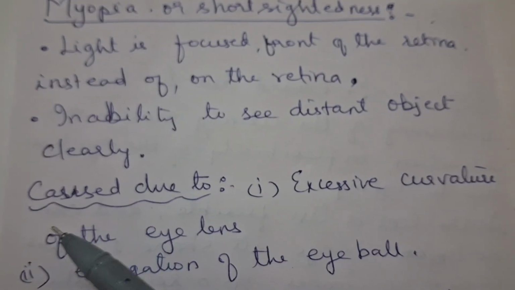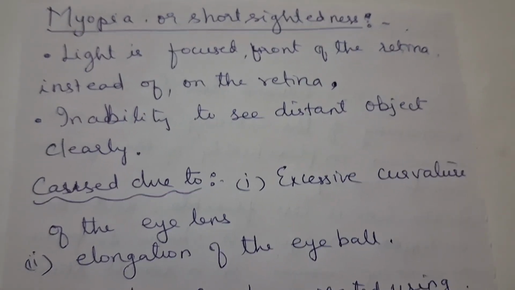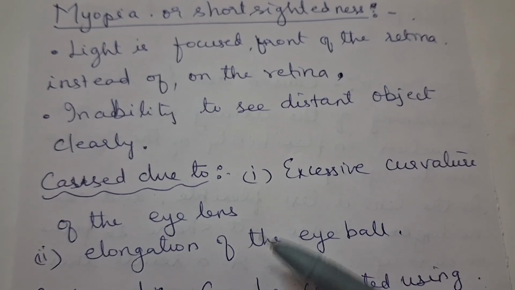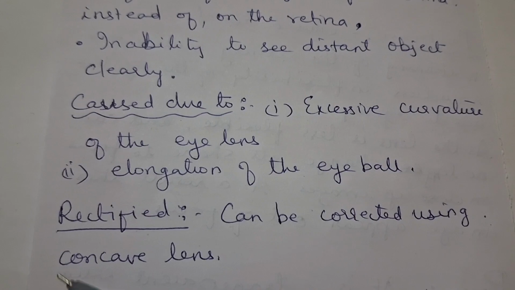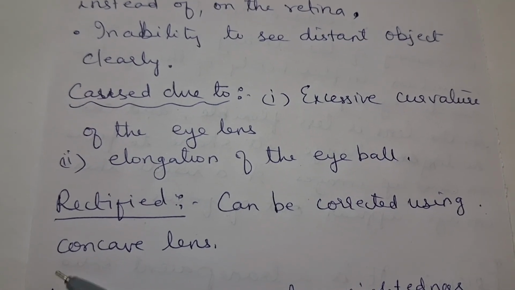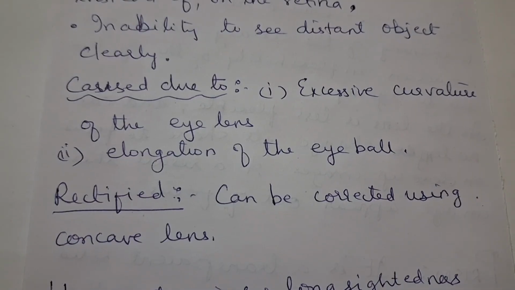Reasons for the myopic eye: it is caused due to the excessive curvature of the eye lens and elongation of the eyeball. So these are the two reasons. Now how can this be rectified? It can be rectified by using a concave lens. So myopia can be rectified using a concave lens.